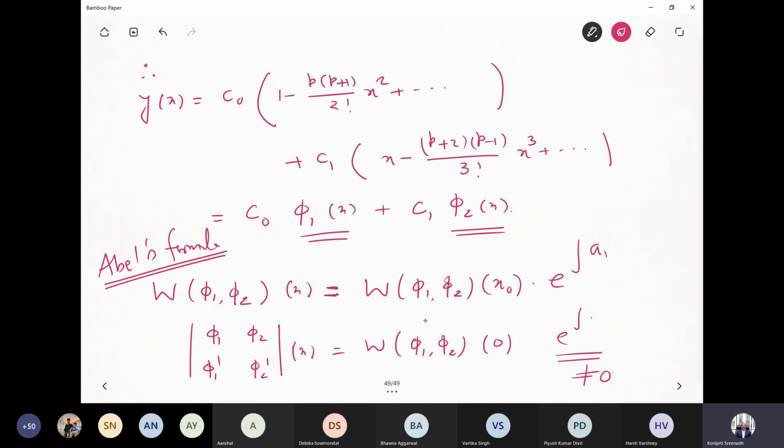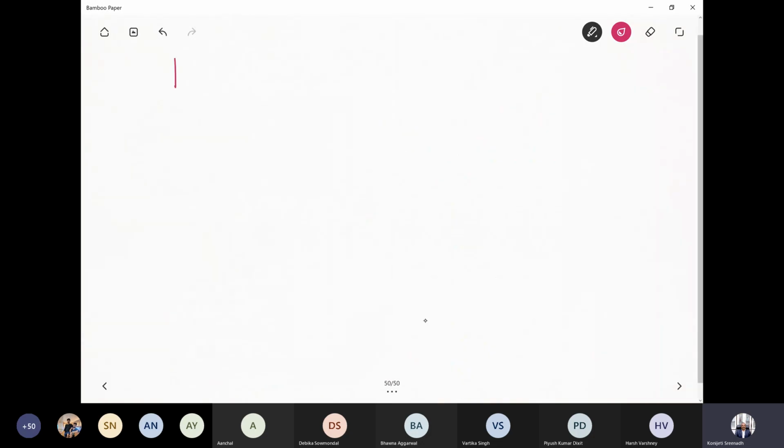Right. So if the Wronskian is 0 at the point 0, then the Wronskian is going to be 0 everywhere. So if you see this for this equation, P1, P2 at 0 is going to simply look like this. Right. So this is not 0. So this shows that these two, Phi1 and Phi2, are linearly independent.